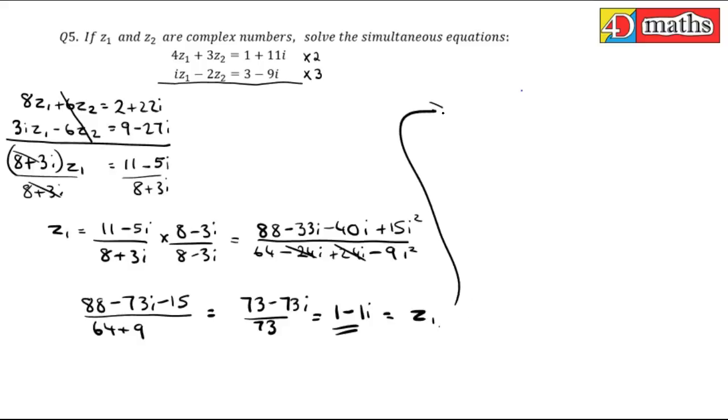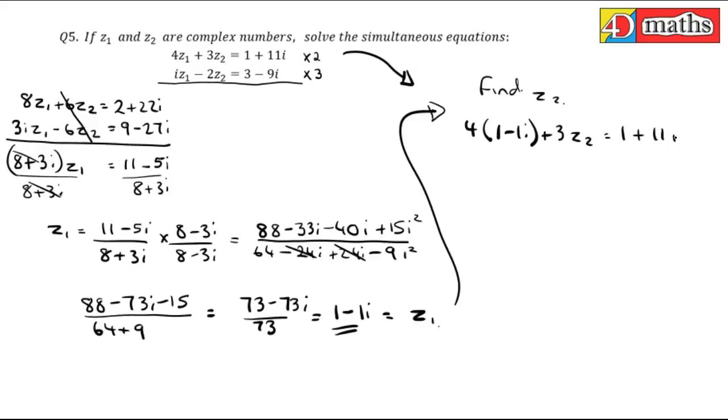Okay, so to find Z2, I'm going to write it into the first equation. So I'm going to say 4 times 1 minus 1i plus 3 times Z2 equals 1 plus 11i. 4 minus 4i plus 3Z2 equals 1 plus 11i. So I'm going to just leave 3Z2 on one side.